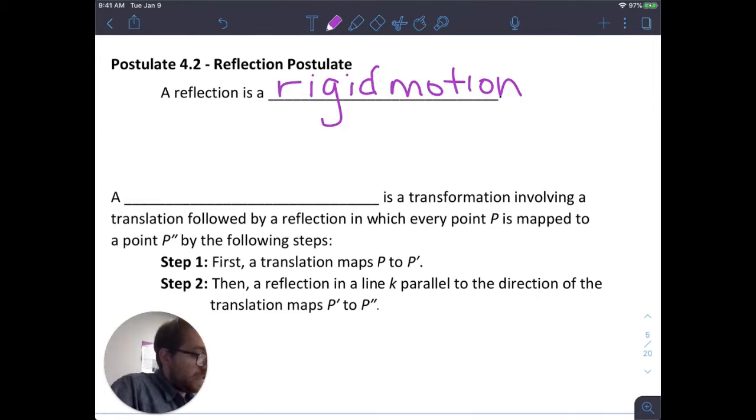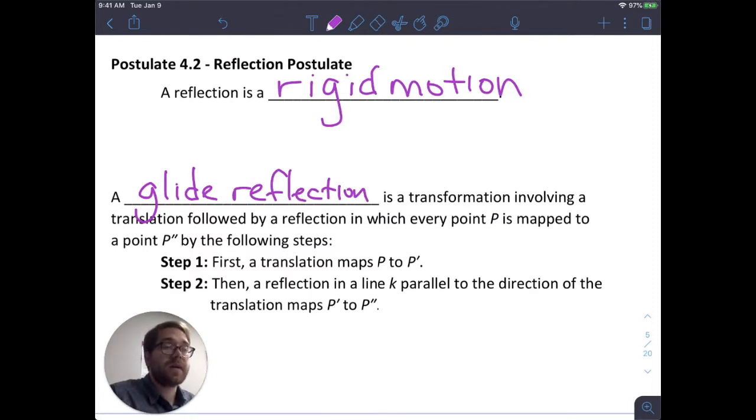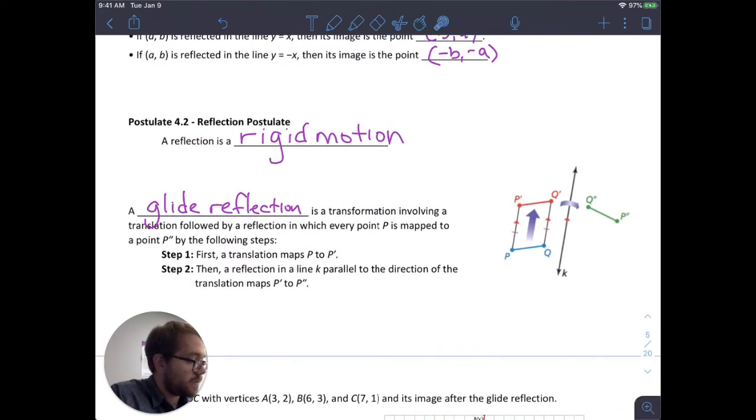Another term we'll want to note is a glide reflection. A glide reflection is a transformation involving a translation followed by a reflection, in which every point P, like in this image here, is mapped to point P prime by doing first a translation, so from P to P prime, and then a reflection in the line of reflection parallel to the direction of the translation maps P to P prime. Okay? So it goes from P translated to P prime and then reflected into P double prime. So it's just like a composition of transformations like we've talked about in the previous section.